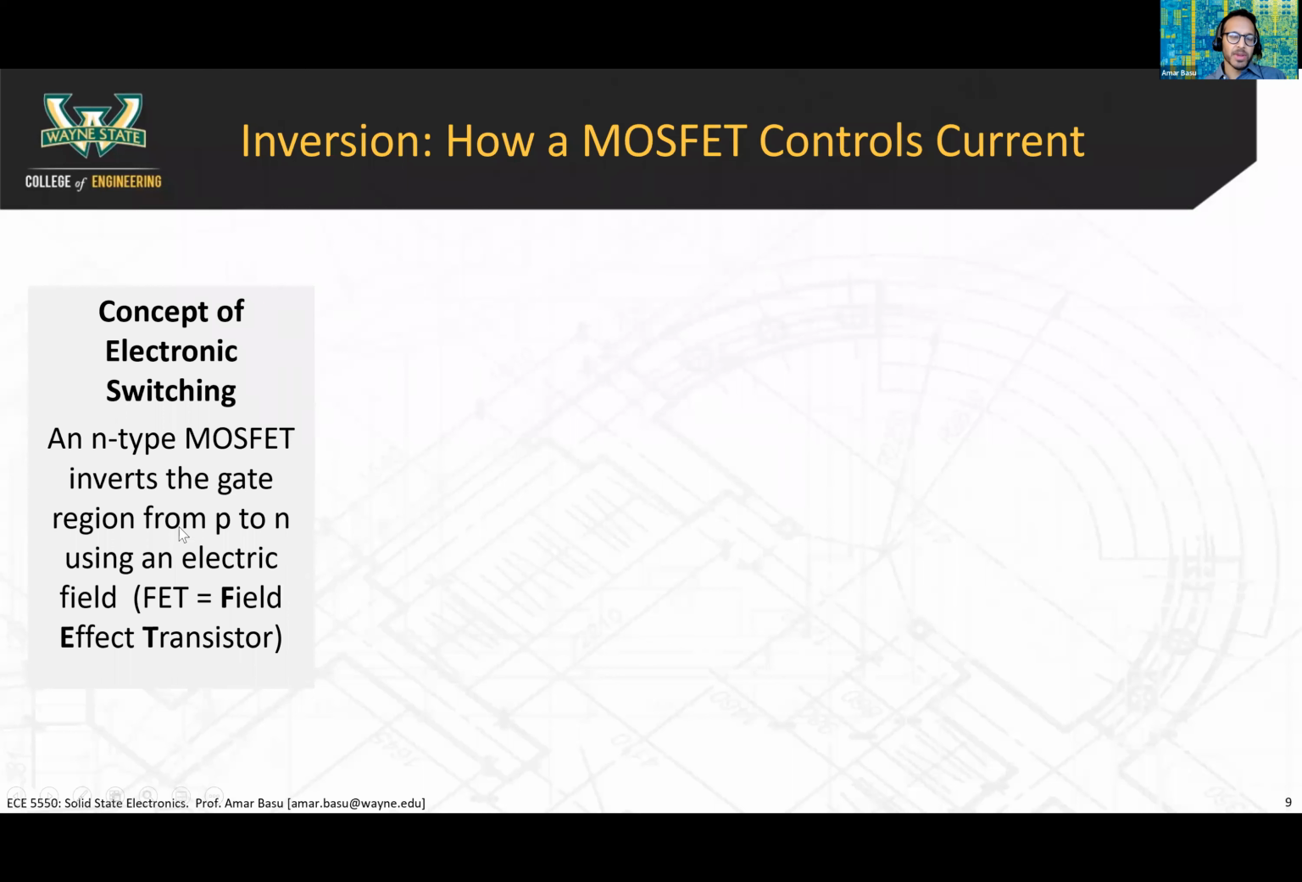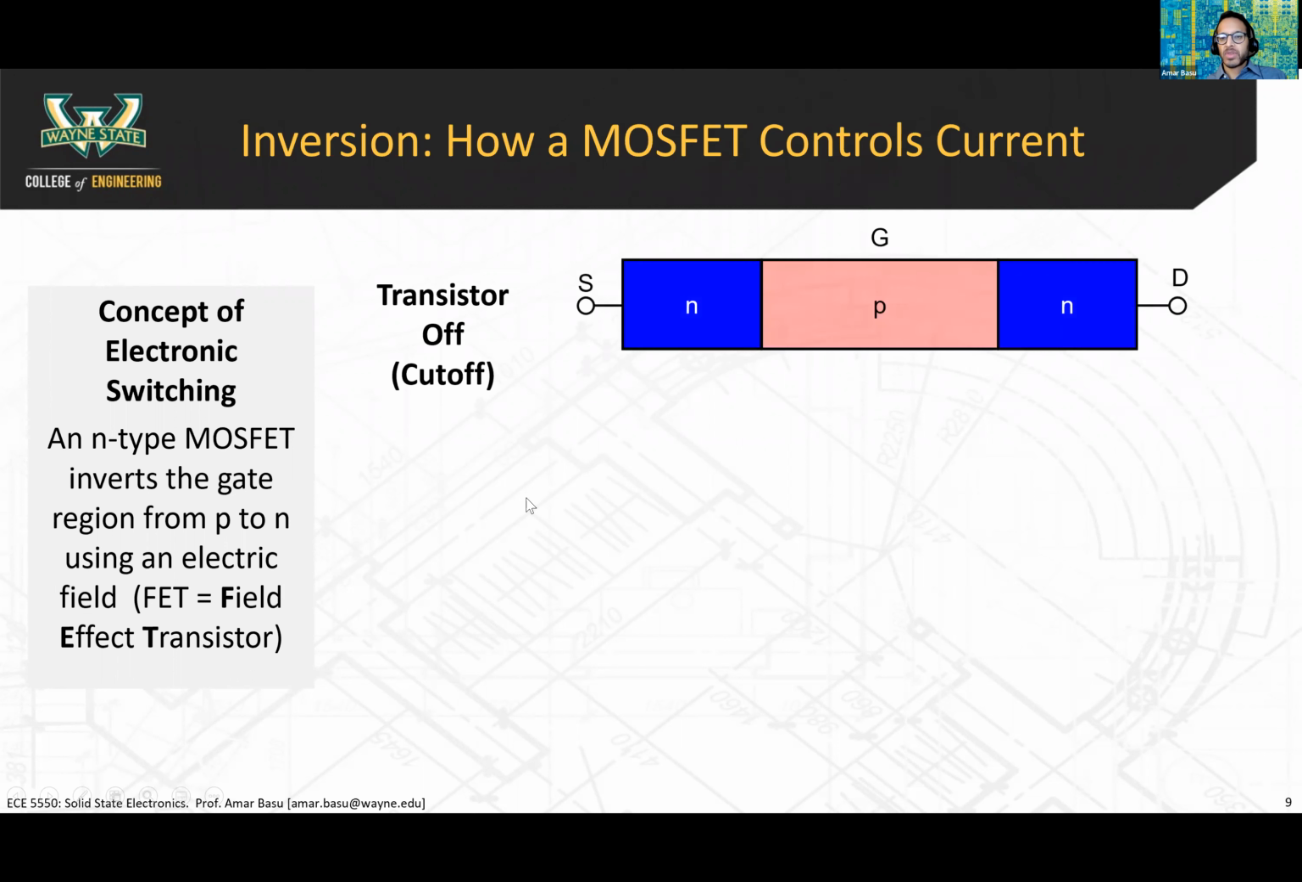In an N-type MOSFET, the gate voltage applied can invert the gate region just underneath it from P to N using an electric field. And that's the magic. That's the reason why this is called a field effect transistor. So when the transistor is off, I want you to think about 3 semiconductor regions that look like this.